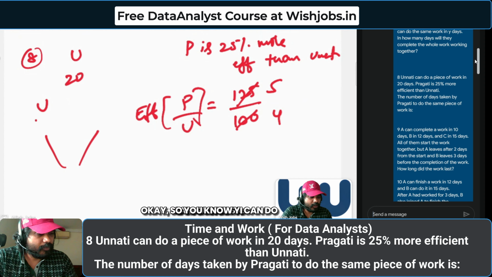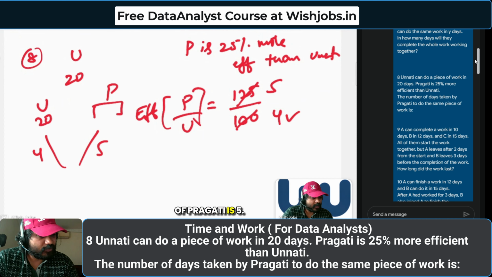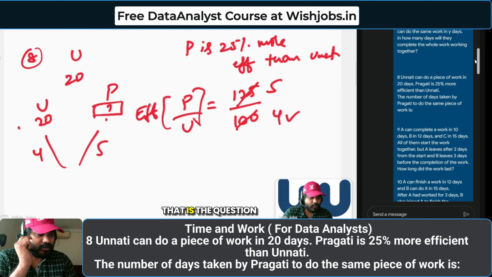So you know Unnati can do a task in 20 days, right? What is the efficiency of Unnati? It is 4. And the efficiency of Pragati is 5. But you don't know how many days Pragati will take to complete the same task? That is the question they asked.